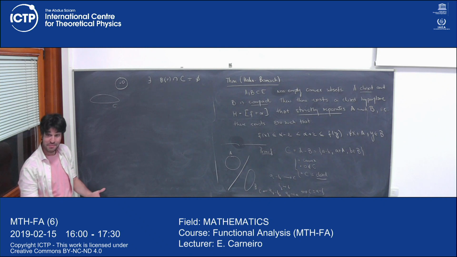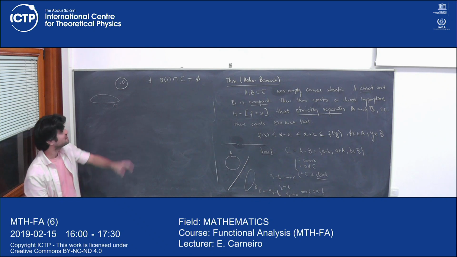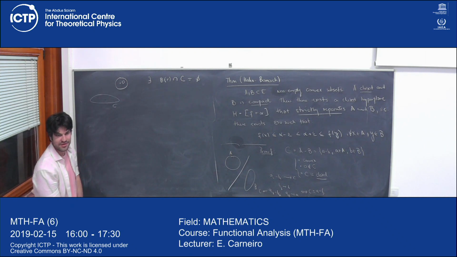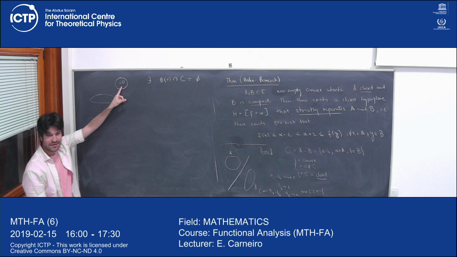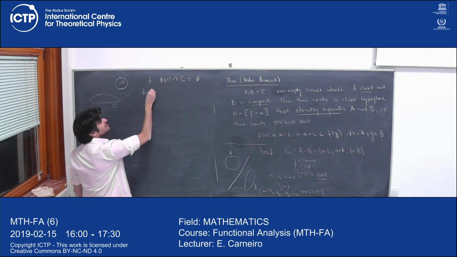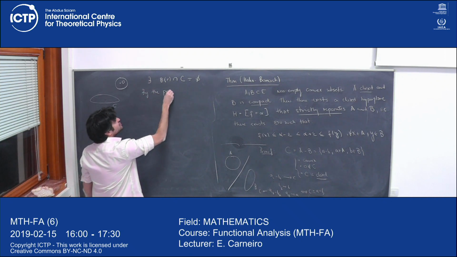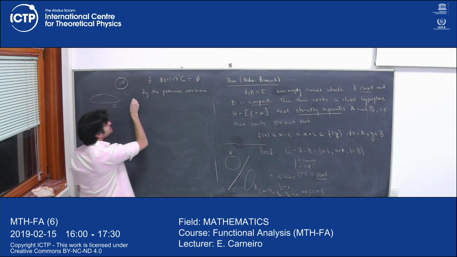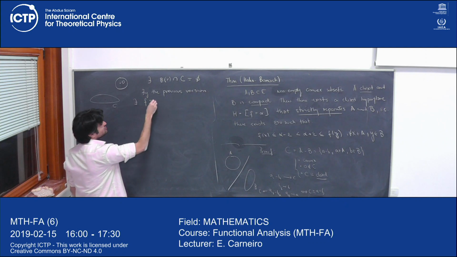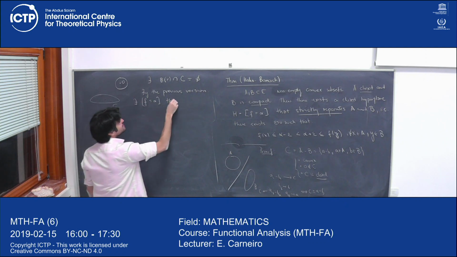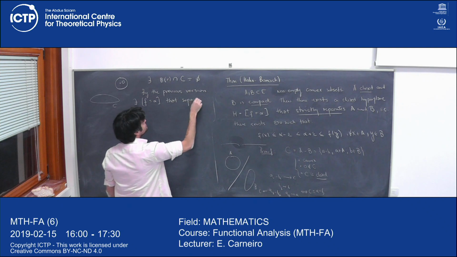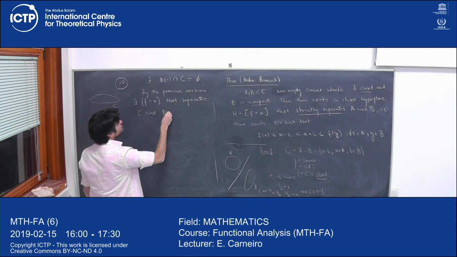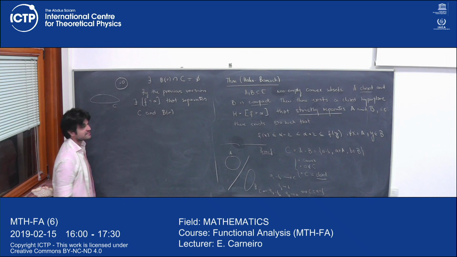Now I can use the previous version of the theorem, because I have two convex sets, C and this ball B_r. One of them is open. So by the previous version, there exists an f equals alpha that separates C and this little ball of radius r centered at the origin.